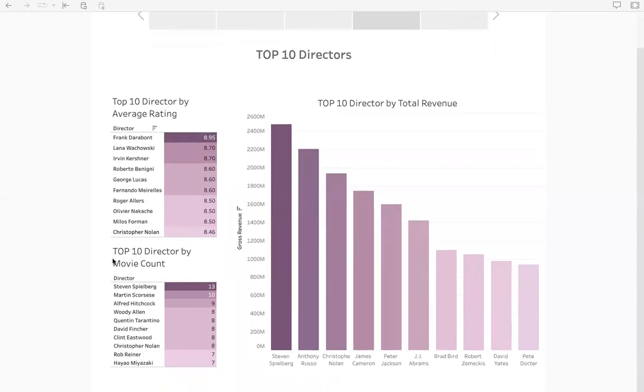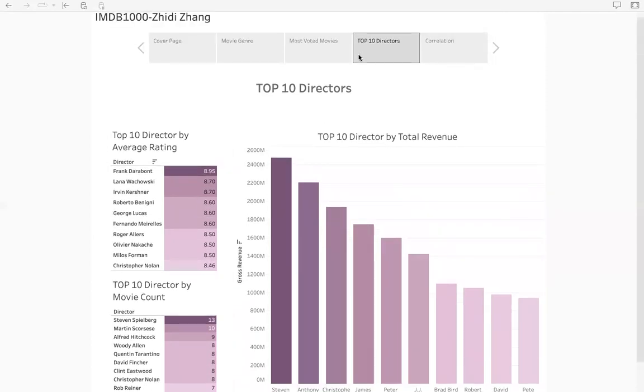The second one is the top 10 directors by movie count. Steven Spielberg has the most movies in our database. And the third is the top 10 directors by total revenue. Also, Steven Spielberg has the most gross revenue among all directors. An interesting finding is that only Nolan shows up in all 3 lists, which means he must be a very great director with both commercial value and a good reputation among the audience.